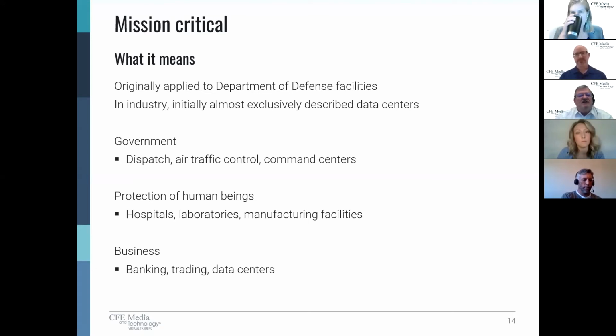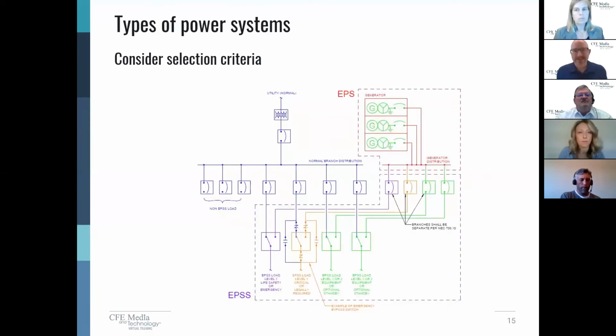Some examples, in government, we might have dispatch centers, air traffic control, or other kinds of command centers. Where the protection of human beings is involved, we would look at hospitals, laboratories, which may involve experiments with noxious substances that can't stop being evacuated, and manufacturing facilities where a loss of power might cause some kind of industrial accident. And then in business, we might see it also as banking centers, trading, and again, of course, the usual suspect, data centers. Thanks, Tom.